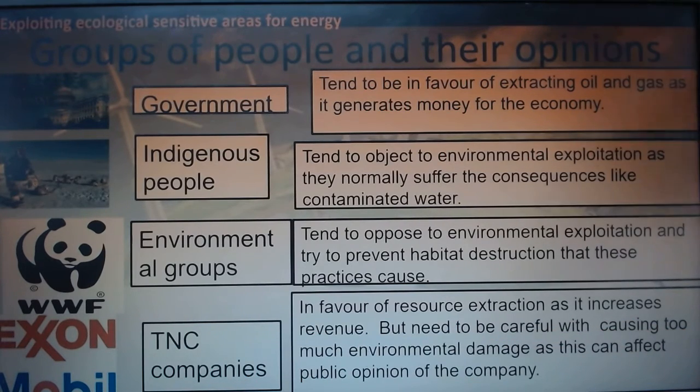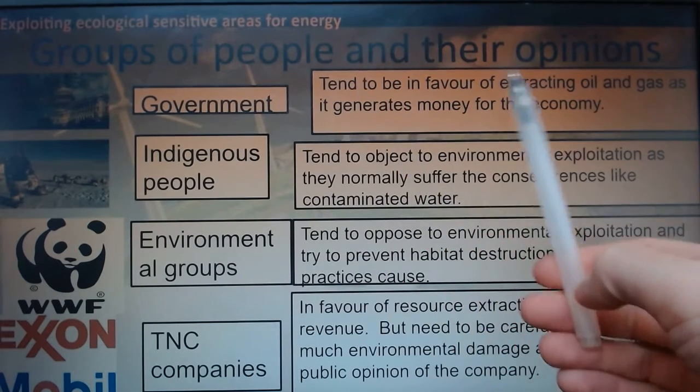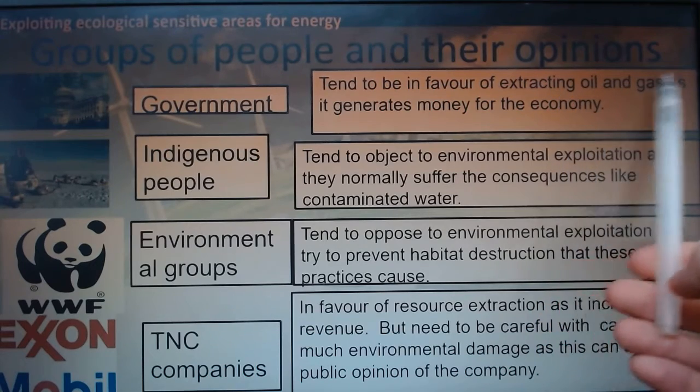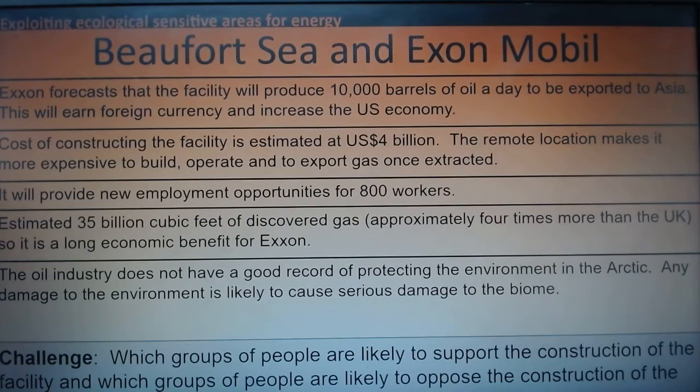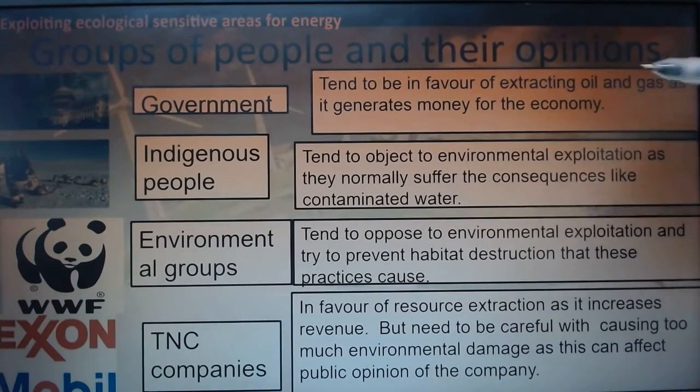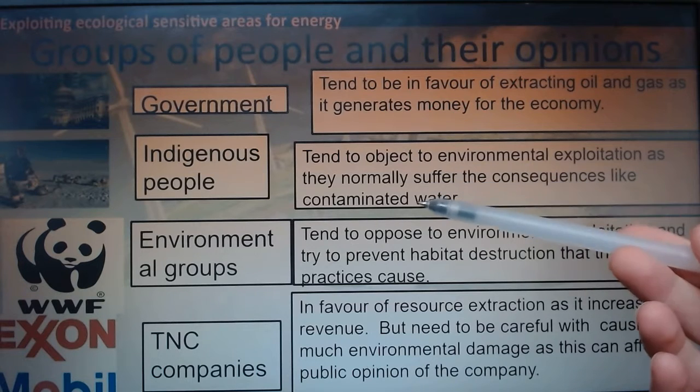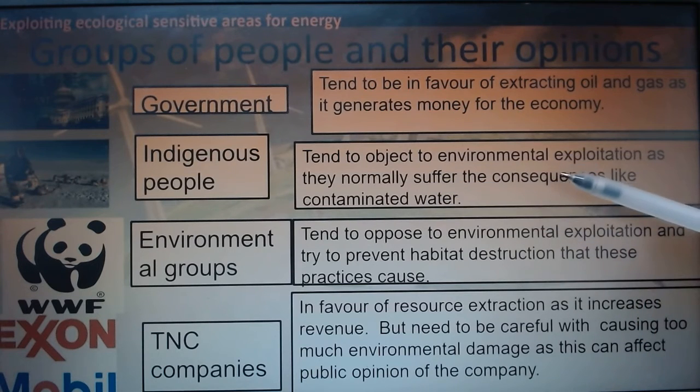All right, so the government unfortunately tend to be in favor of extracting oil and gas, as it generates money, like we just saw. Okay, this was going to generate huge money for the US. The local people tend to object, because they normally suffer the consequences like contaminated water, loss of wildlife, and pollution in the air that they have to breathe, stuff like that.